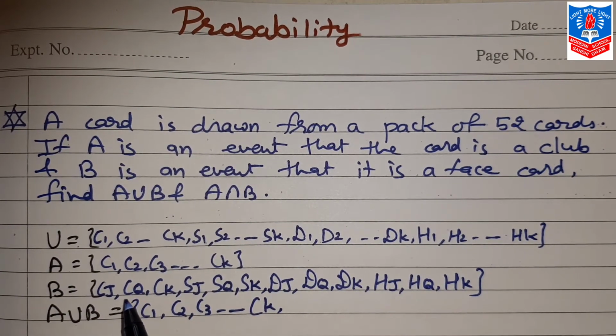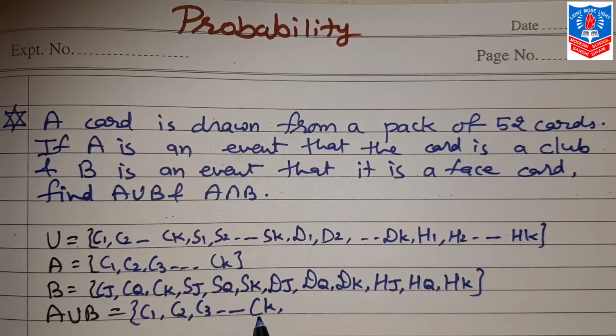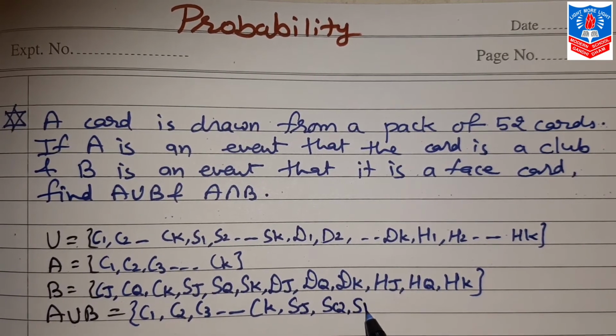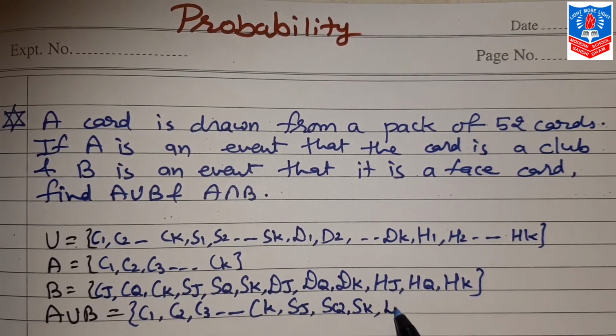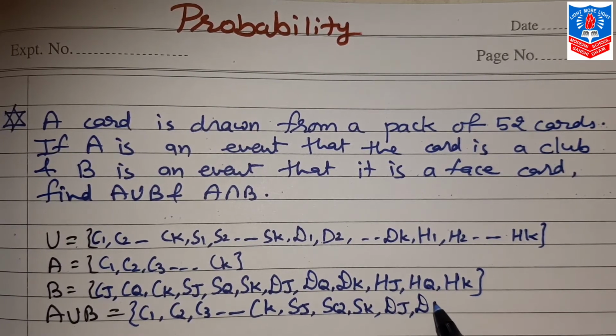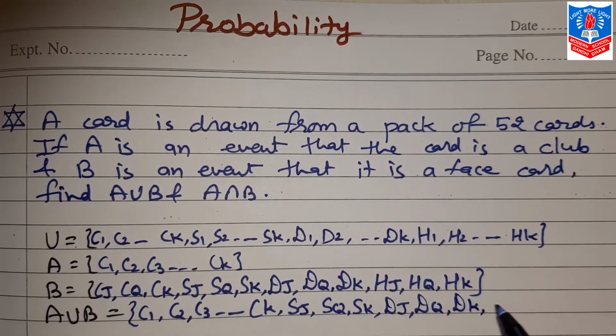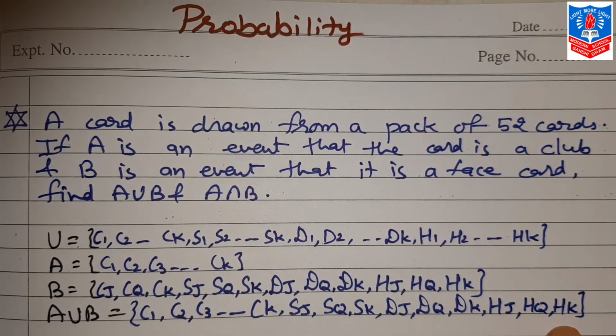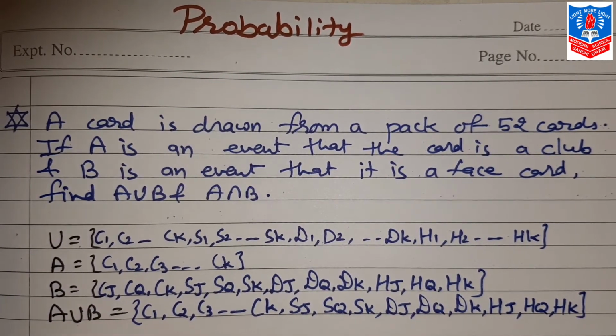Now, let us start with the B event. Now B: Jack, Queen and King of club, which are already in this, so no need of writing them again. Next, spade Jack, spade Queen and spade King. Same way diamond Jack, diamond Queen and diamond King. Same way heart Jack, heart Queen and heart King. So this way, these are the elements of A union B.